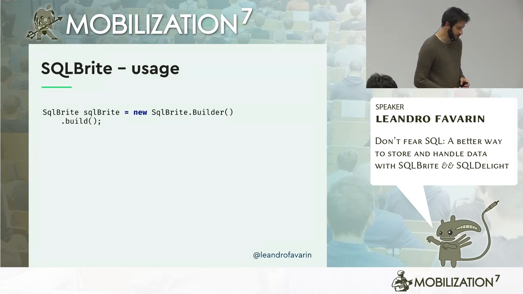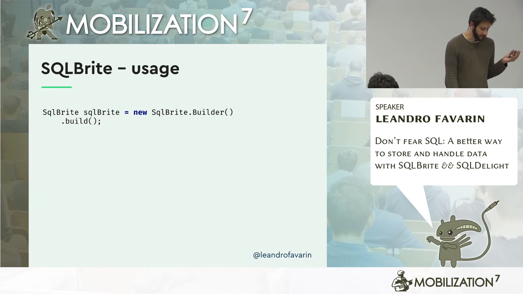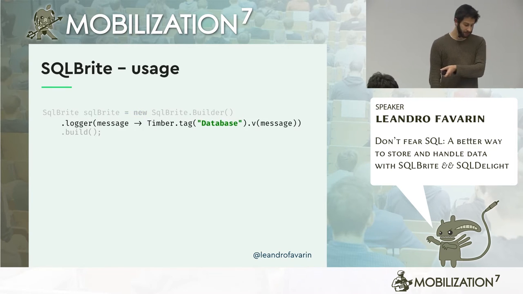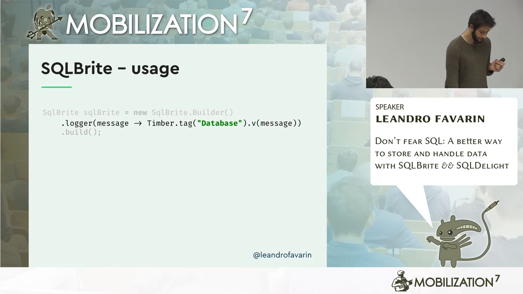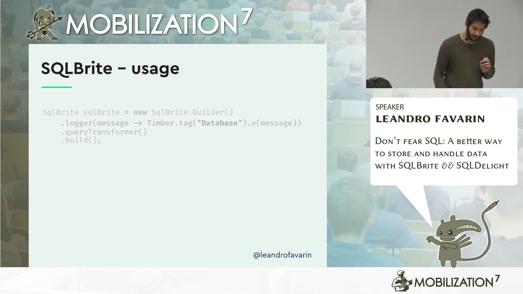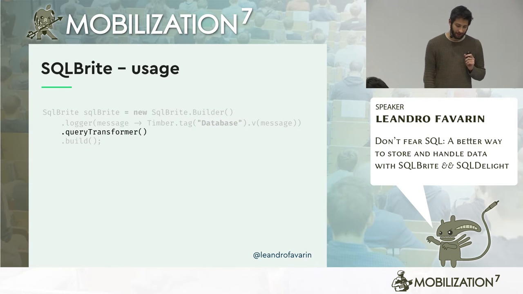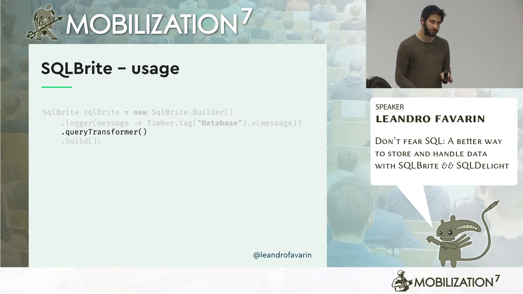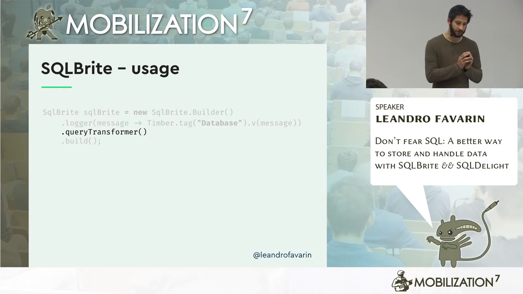Then let's see how we're going to use this. First, we use this builder pattern, and then we just get an instance of SQLBrite. You can pass a logger, for example, then SQLBrite is going to provide you a more fine-grained logging as to how you communicate to your database. And it also has this convenient query transformer. And this is really, really powerful. If you think about how many things you can do with that, you can basically pass any implementation that's consistent across all communications to your database and have it standardized across everything.